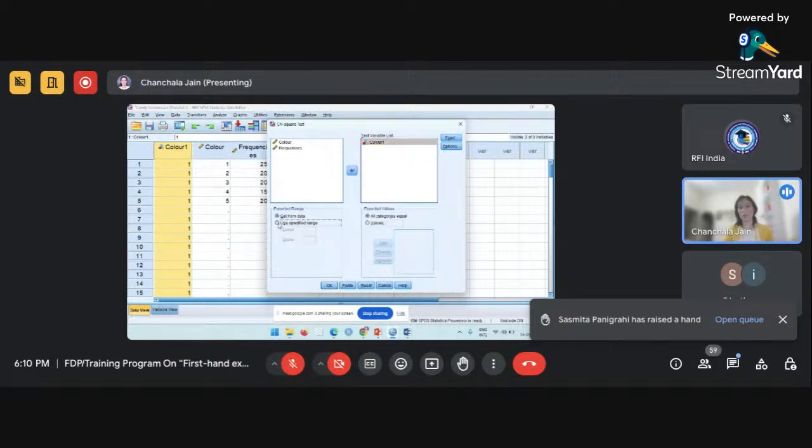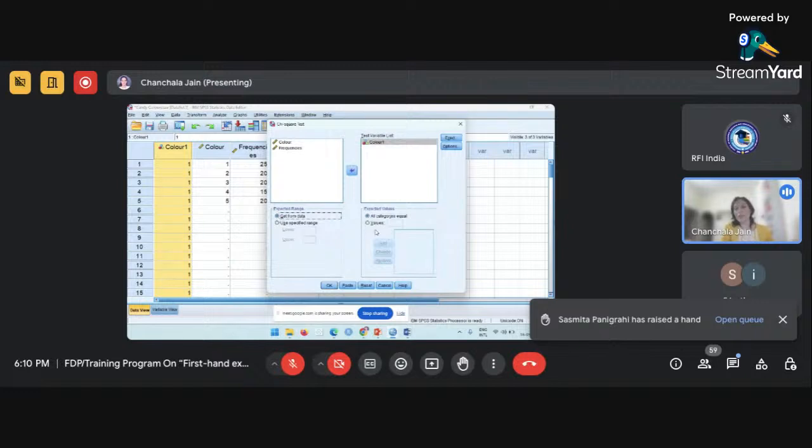Once I click on that, you would be able to write the lower and the upper range. That way SPSS, according to these two figures, will count the expected frequency for our data. Clear? But I think it is suggested to go for the get from data option.